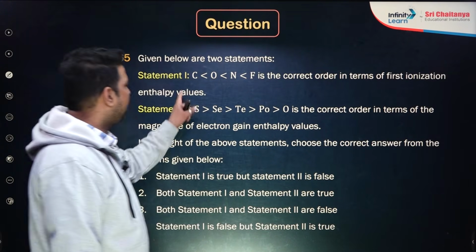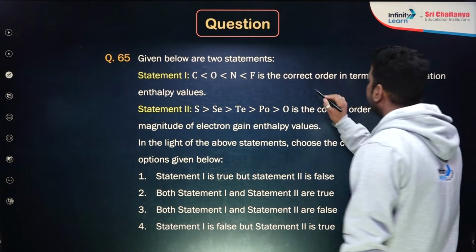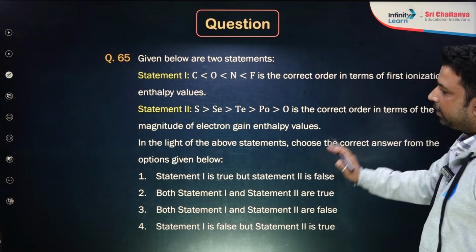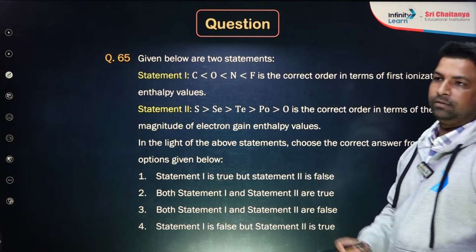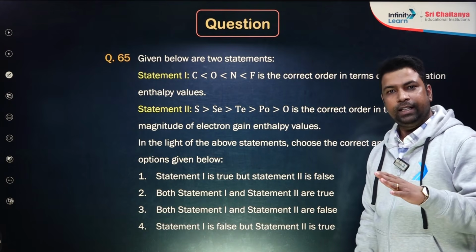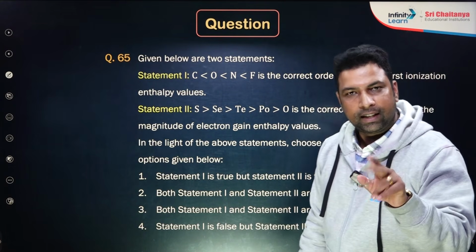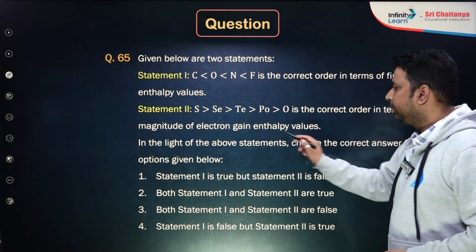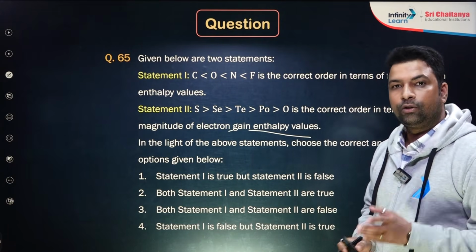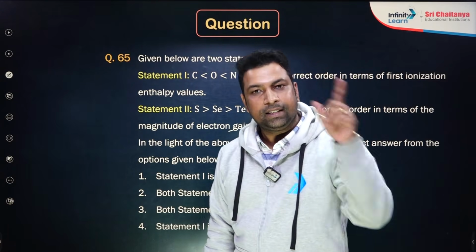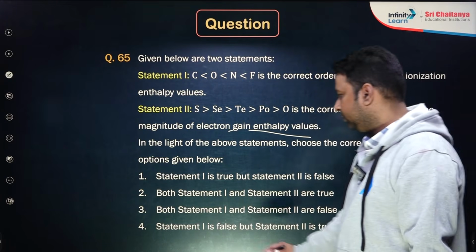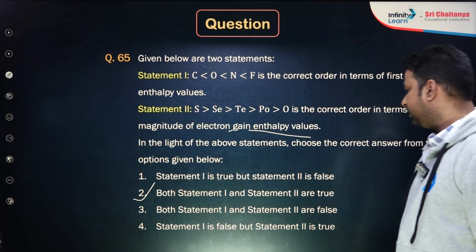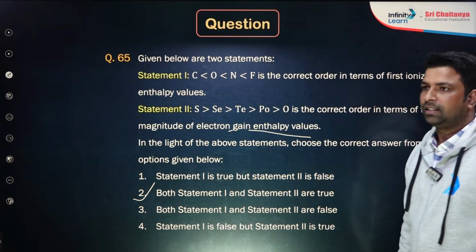Two statements. Carbon, oxygen, nitrogen, fluorine is the correct order in terms of first ionization enthalpy. It is correct. Sulfur, selenium, tellurium, polonium, oxygen. In group 17, only fluorine, chlorine get exchanged in terms of electron gain enthalpy. But for group 16, oxygen has least in their corresponding group. So both statements are correct. So both statement 1 and statement 2 are true. That is the correct one.